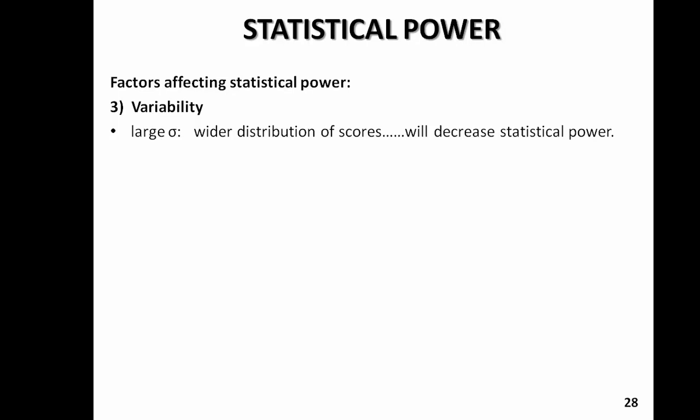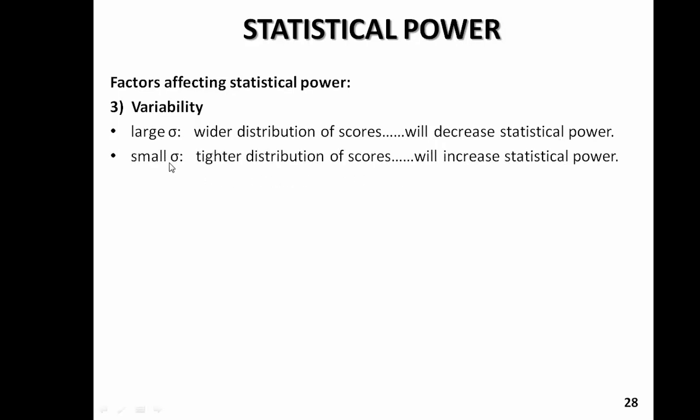A larger sigma, or a larger population standard deviation, will produce a wider distribution of scores. That will decrease the ability to detect a difference between two or more groups if it actually exists. So a smaller standard deviation, which is related to a larger sample size, will create a tighter distribution of scores and will therefore increase statistical power.